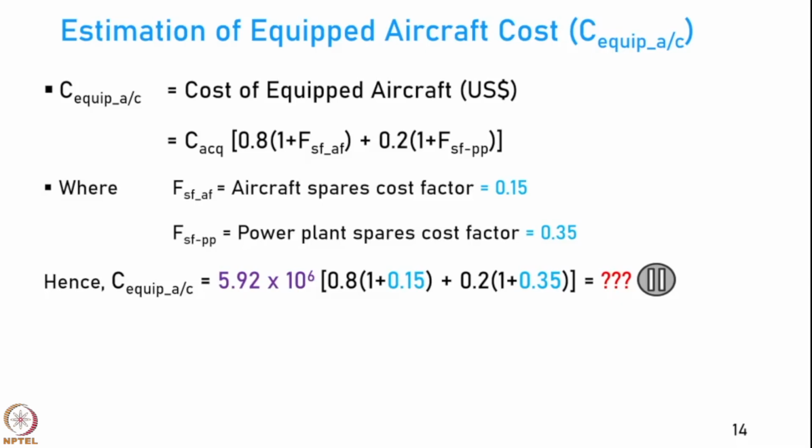and with that you can see that you get this equation. So, now I would like you to please calculate and then tell me what is the cost of equipped aircraft that you get. As per my calculations, the number comes out to be 7.0448 million US dollars. So, each of these aircraft with some mandatory support components is going to cost around $7.45 million to the airline.